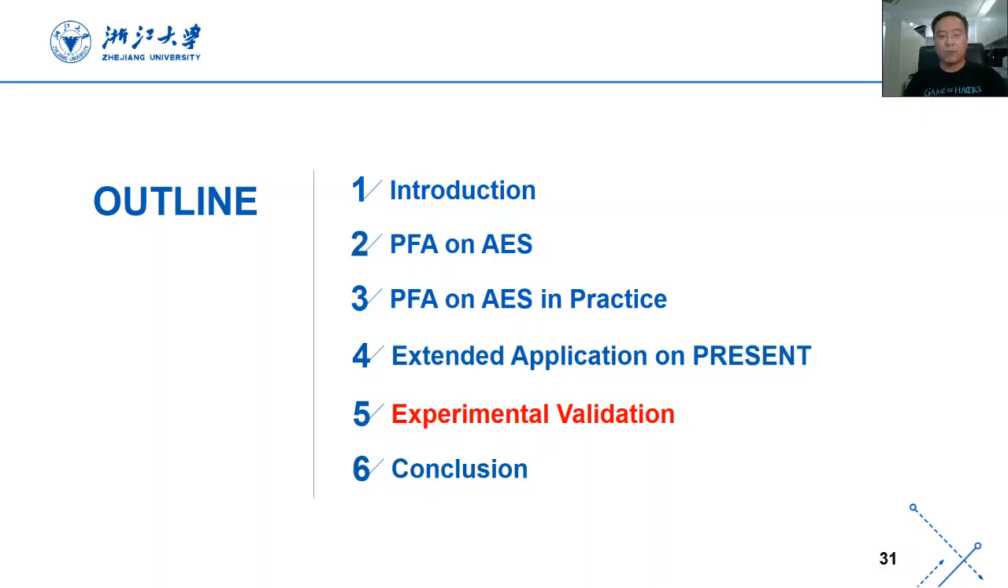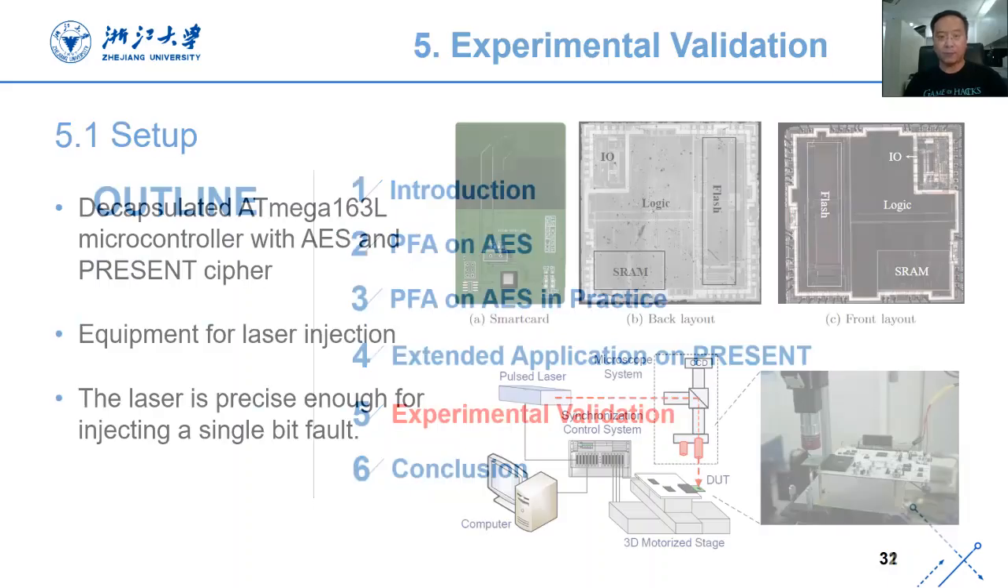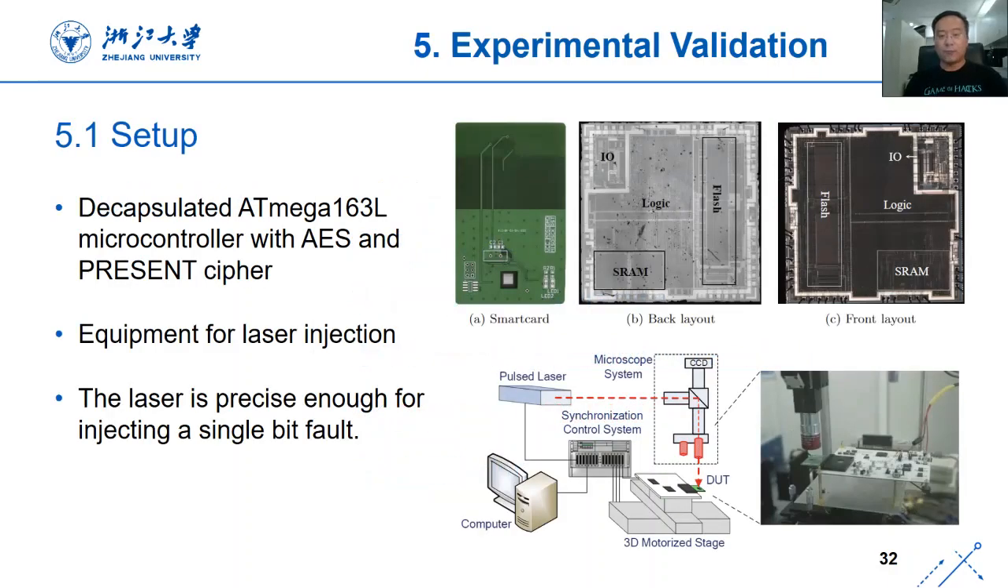Next, we will verify our analysis through a practical laser fault attack, and we found some interesting observations for laser injections on SRAM. The victim device is an 8-bit microcontroller. It is decapped on the backside to allow the laser injection, and we use a high-resolution camera to take a photo for details inside. The main components are labeled in this figure, and we can see the I/O, the flash, and the logic.